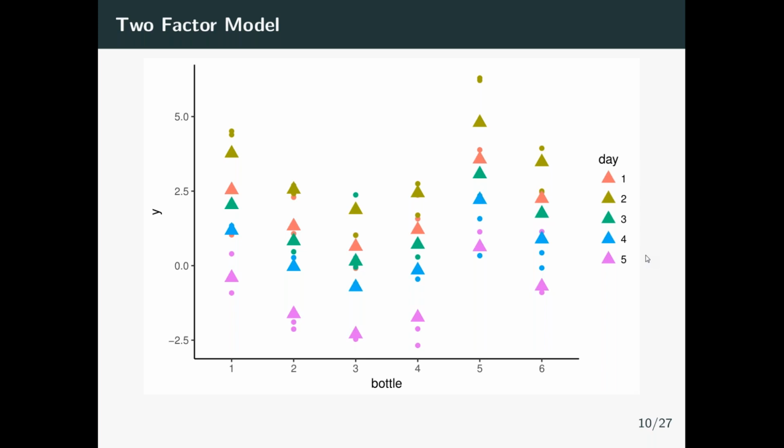I'm going to revisit that shortly when I talk about interaction terms. Okay, so this two-factor model that has a bottle main effect and a day main effect does not yet have an interaction term added to it, which forces the predictions to move in parallel across bottle.